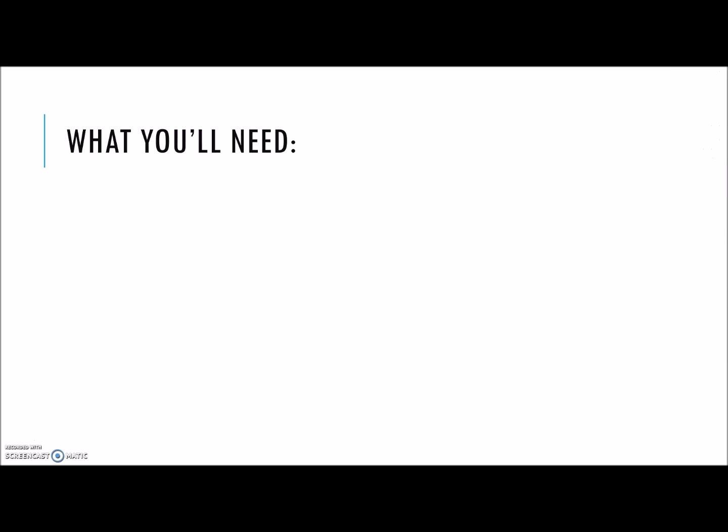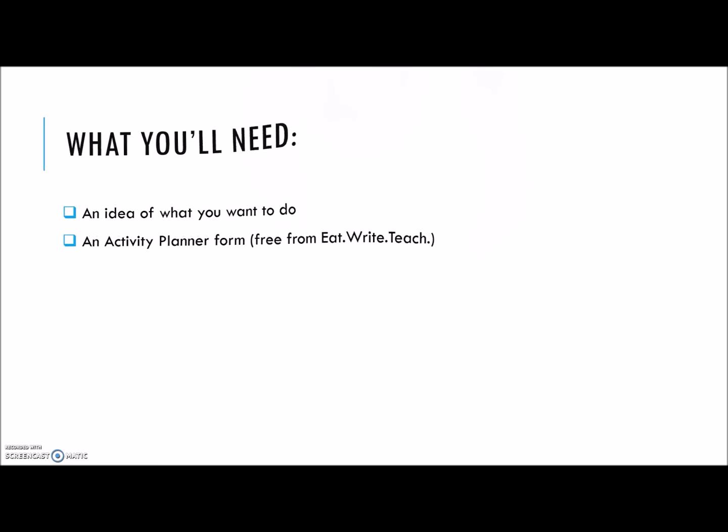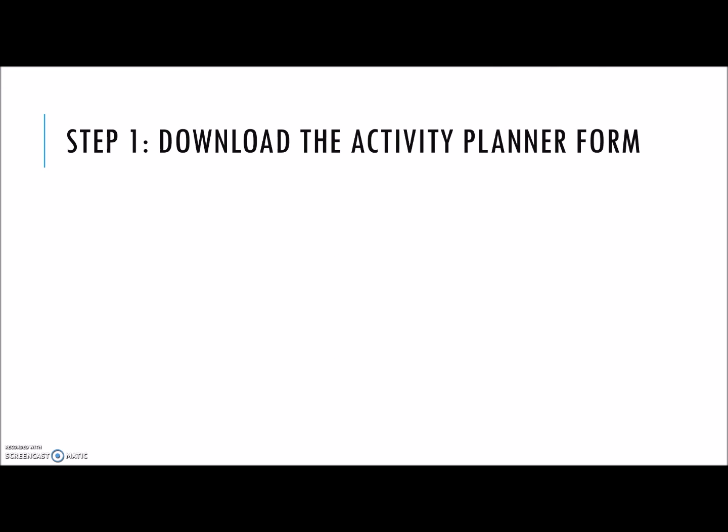The supply list is pretty simple today. You will need an idea of what you want to do with your activity, and you'll need an activity planner form. Again, that's free from the Eat.Write.Teach website. You could also just use a piece of notebook paper, and that would be fine too. So step 1 is to download the activity planner form, which is very simple, and I'm going to show you how to do that.